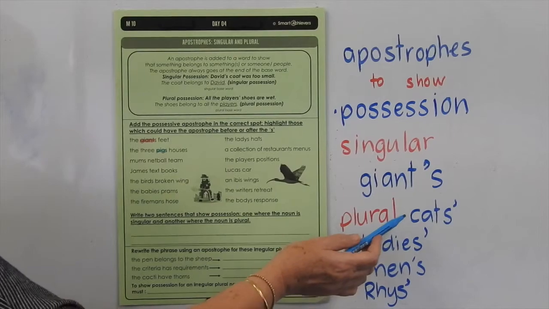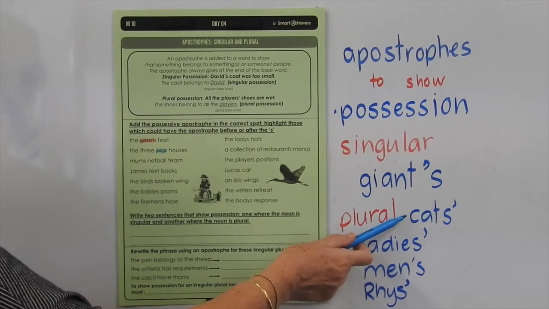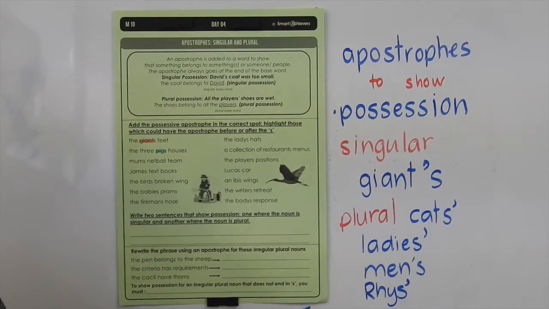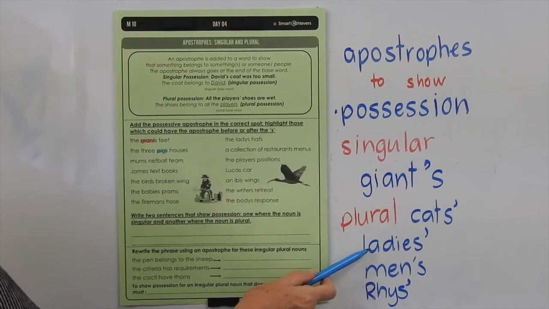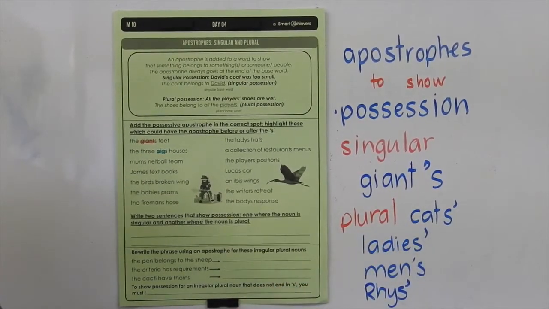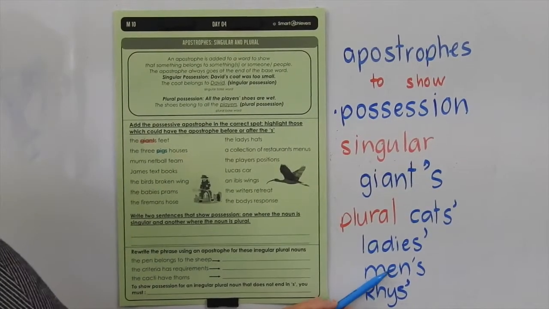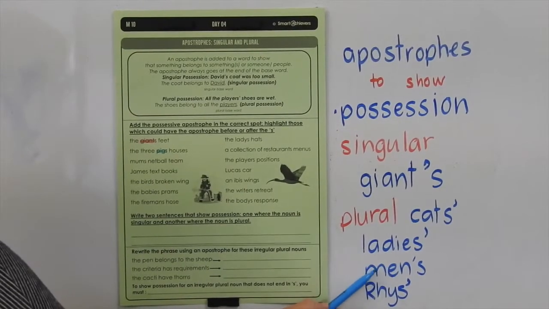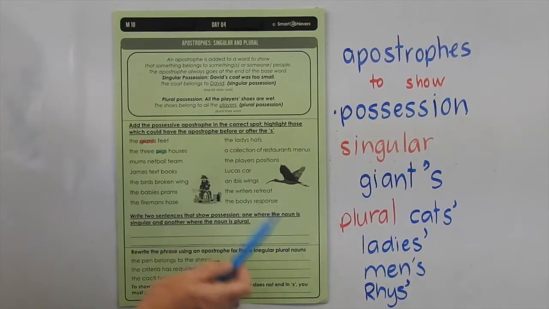So I've given you some ideas of some plural nouns and where the apostrophes would go. So if there's lots of cats that you're talking about, cats would be the base word, the apostrophe goes after the base word. Ladies in plural form, this indicates that there's more than one lady, so the apostrophe goes after the S. Men is an irregular noun, so men is the plural form, that's the base word, men, so the apostrophe goes after the base word, men.